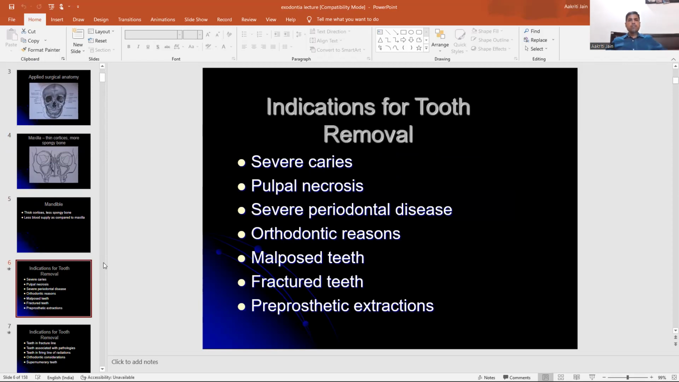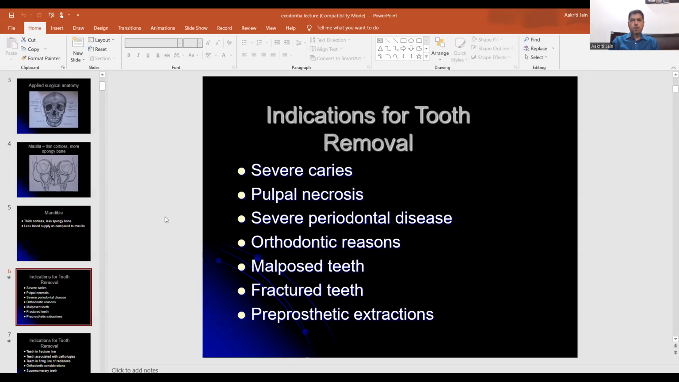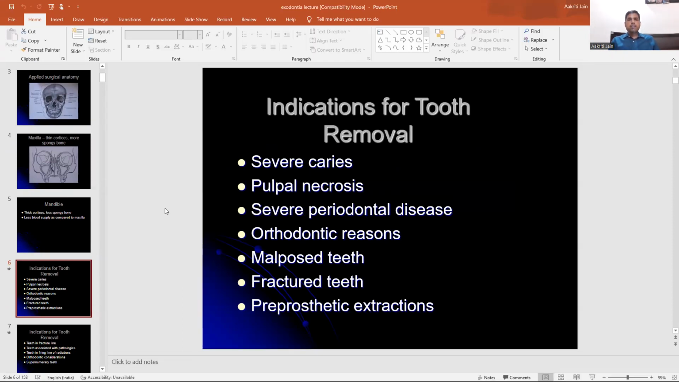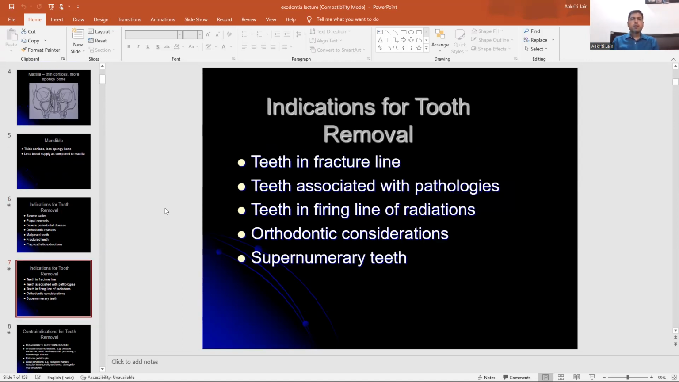Let's come to the indications of the tooth removal. Severe caries, pulpal necrosis, severe periodontal disease, orthodontic reasons, malposed teeth, fractured teeth, pre-prosthetic extractions. Other ones are teeth in the fracture line, teeth associated with pathologies, teeth in the firing line of radiation, orthodontic considerations, and supernumerary teeth. These are the indications for the tooth removal.